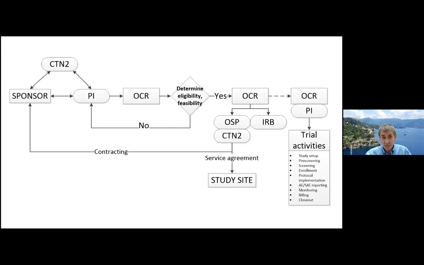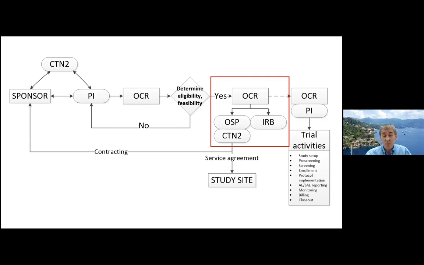Having said that, in the majority of the cases, OCR will be able to provide services that are needed to implement a clinical trial. And what that means is that the next step is the administrative procedures that allow us to initiate a clinical trial. In this step, OCR personnel typically reaches out to either the OSP, the Office of Sponsored Projects, or to CTN2 to generate a contract with the sponsor. These contracting steps are taken up by these respective offices, and OCR coordinates with them.